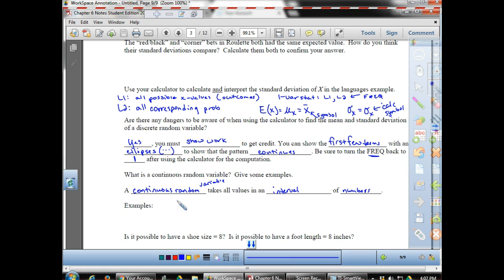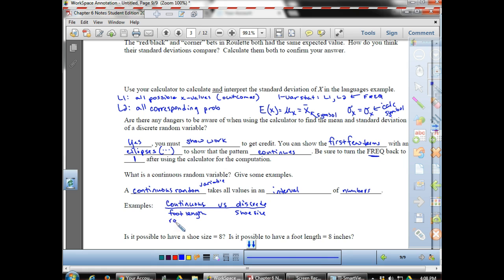So I want to show you some examples of continuous versus discrete. And I'm going to try to give you information that's similar in nature, but you'll see the difference. So continuous might be foot length versus discrete would be shoe size. So it's getting at the same information but in a different format essentially.